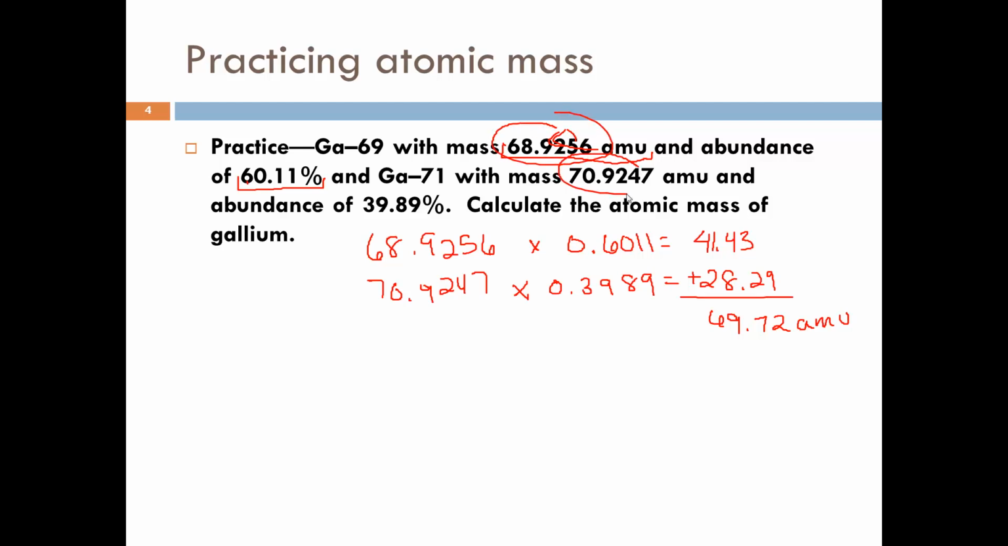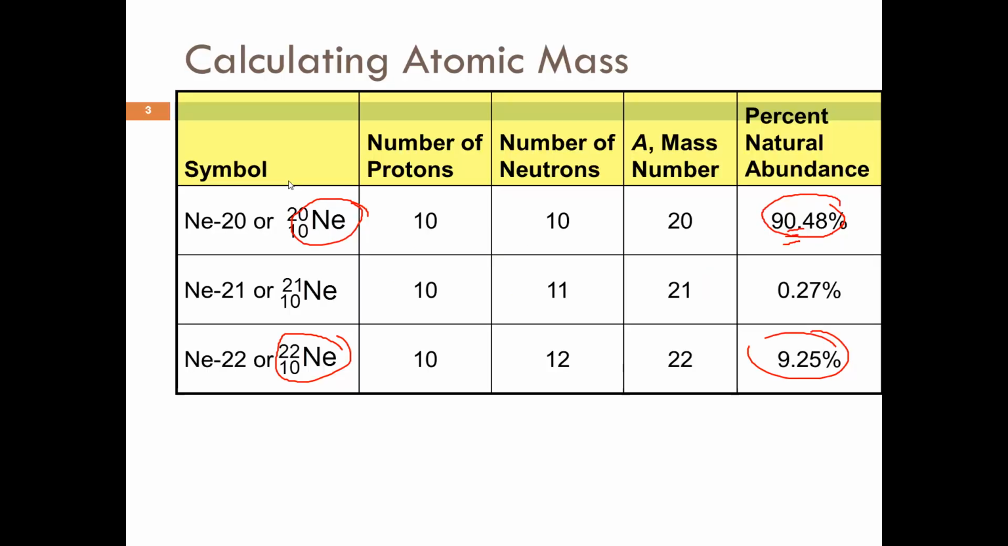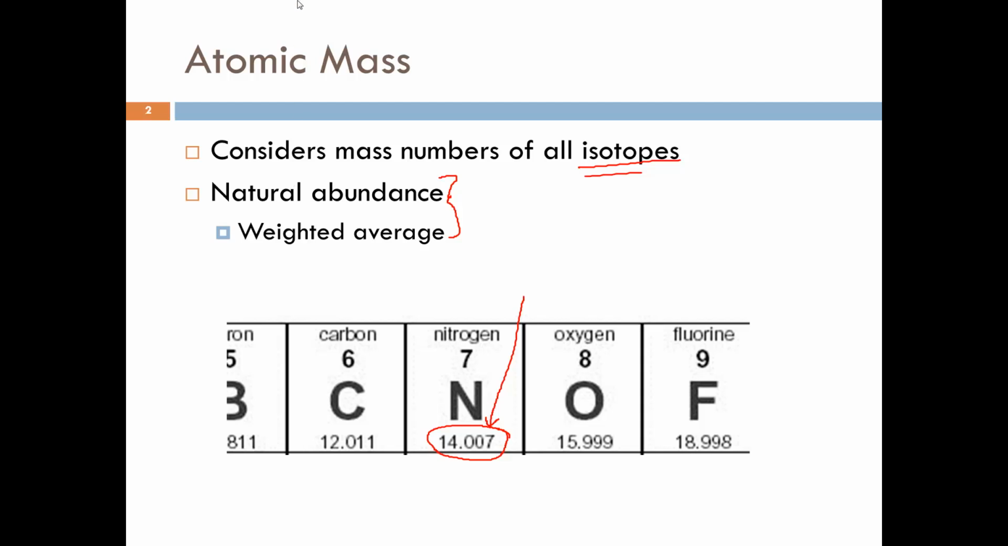That's the wrong way, because that doesn't take into account how often it's found in nature. So these numbers here have taken the individual isotopes and multiplied them by however much is found in nature, that percentage, and added them all together. That's why they're not whole numbers.